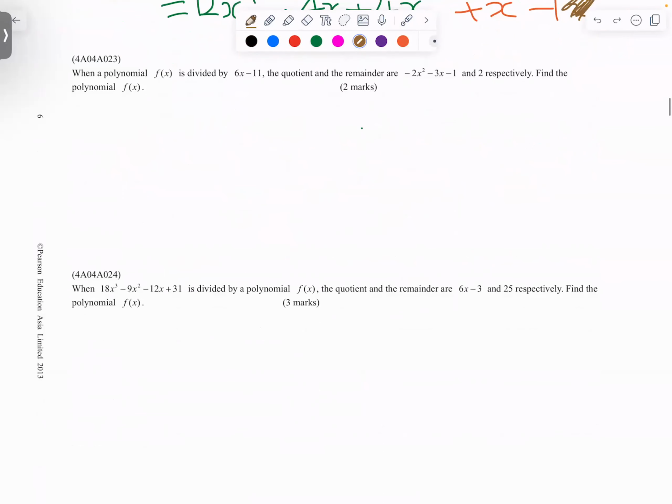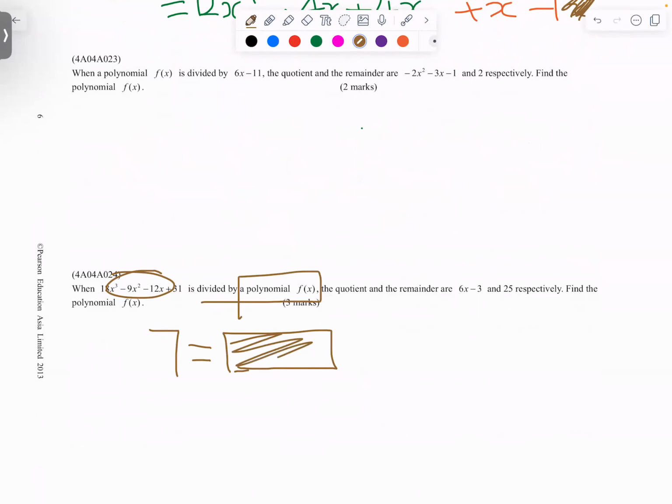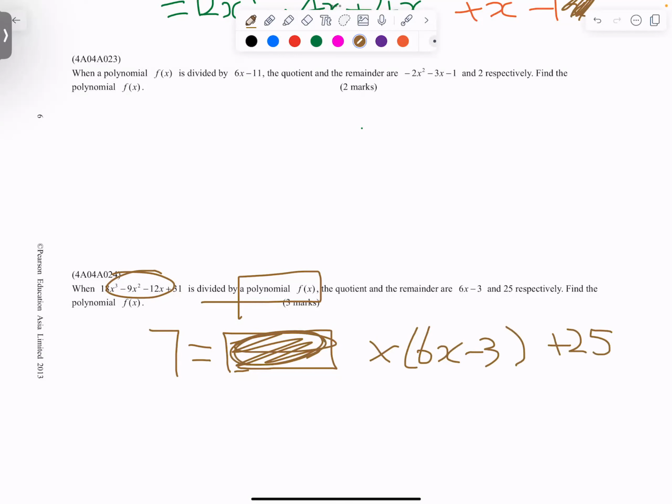Can you think about it a little bit? So you're given the f(x) already. So you're given that 7 already. But this time you don't know the middle thing, because it's divided by something. We don't know this thing. And then we are given the quotient as well. We are also given the remainder. How do I find this thing then? That's what you have to do now.